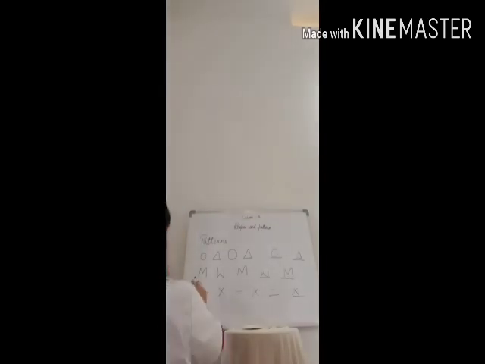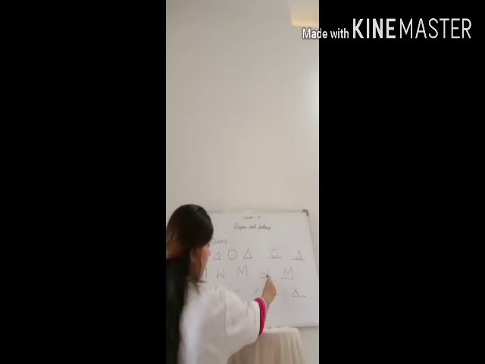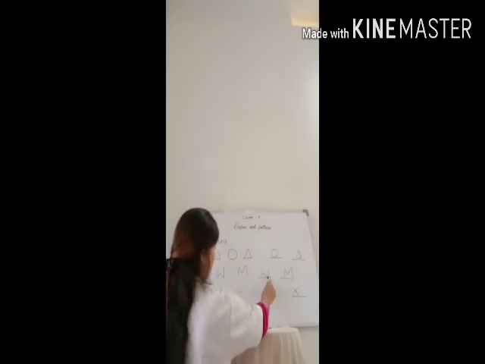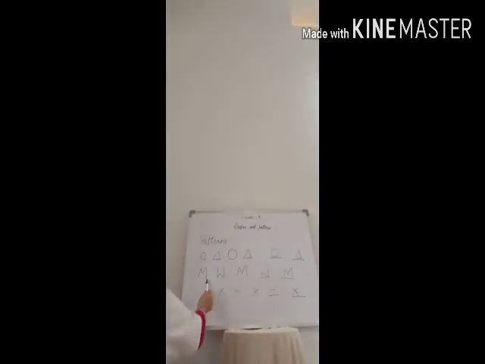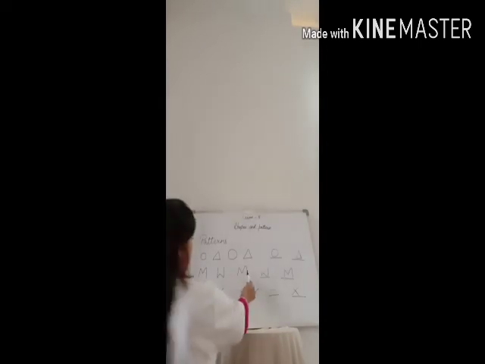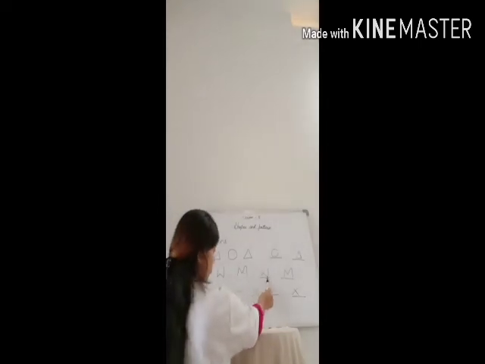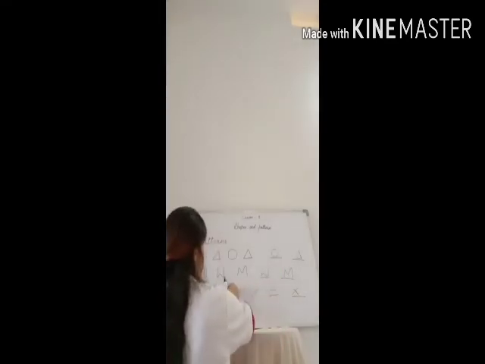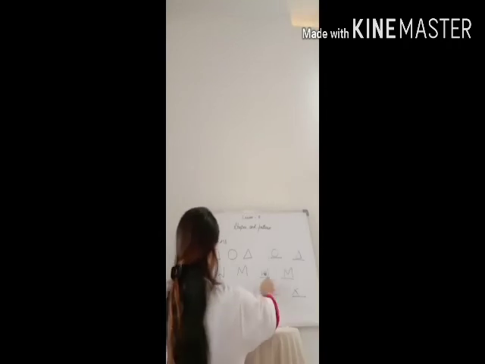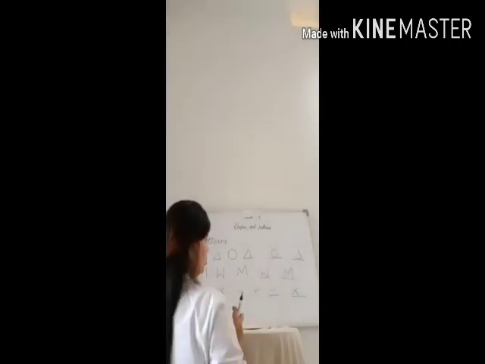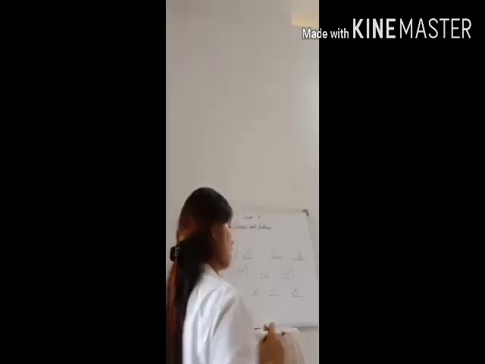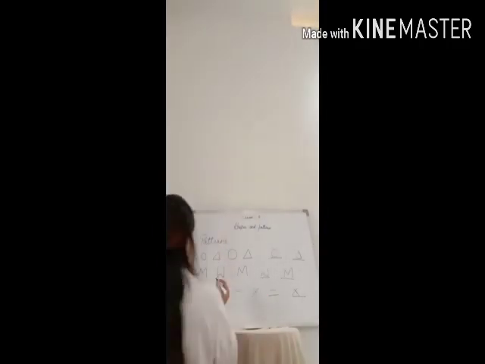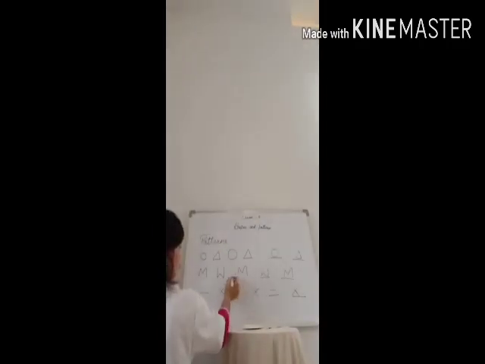Okay. Next sequence: M, W, M. Then what will be next? W will come, because after M, W is coming. Okay. So here after W, what will come? Here I have already drawn it, so you don't have any problem. But in your copy you have to see carefully what will be next. You see the sequence of this pattern.